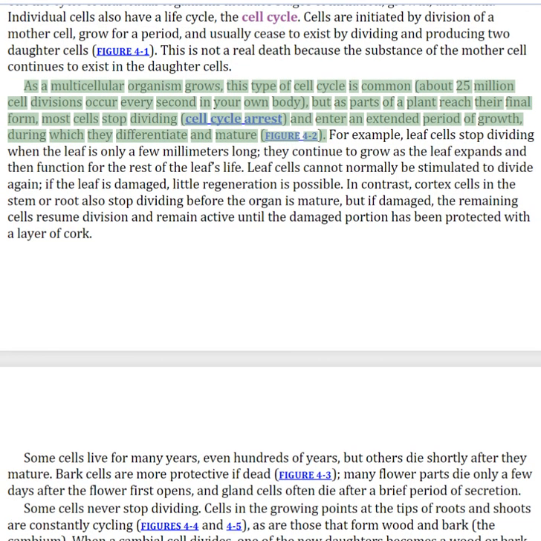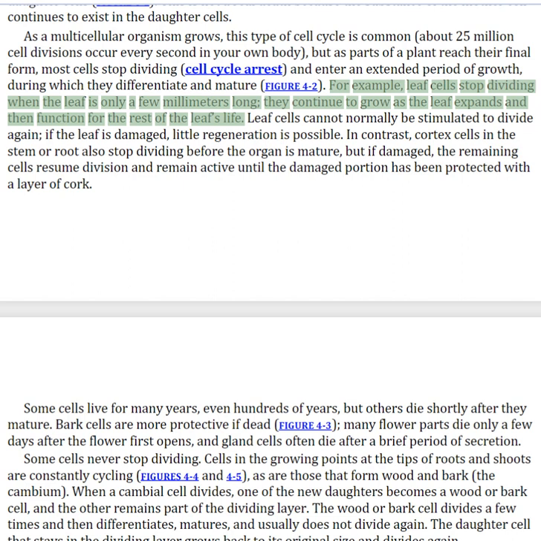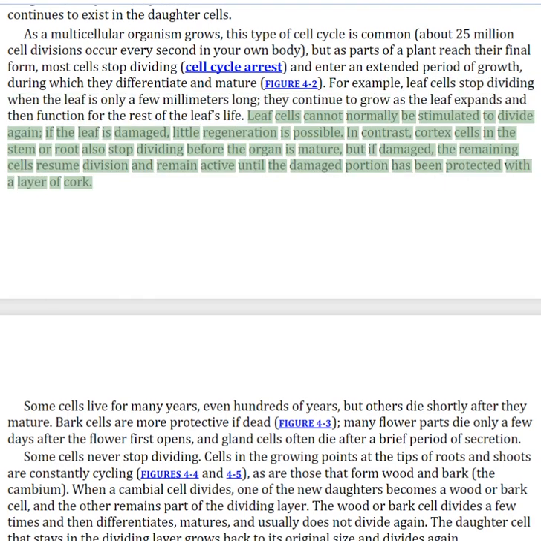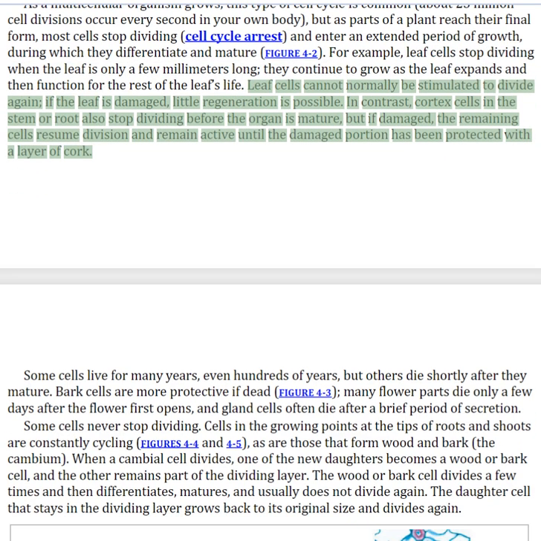As a multicellular organism grows, this type of cell cycle is common, but as parts of a plant reach their final form, most cells stop dividing and enter an extended period of growth, during which they differentiate and mature. For example, leaf cells stop dividing when the leaf is only a few millimeters long. They continue to grow as the leaf expands and then function for the rest of the leaf's life. Leaf cells cannot normally be stimulated to divide again. If the leaf is damaged, little regeneration is possible.